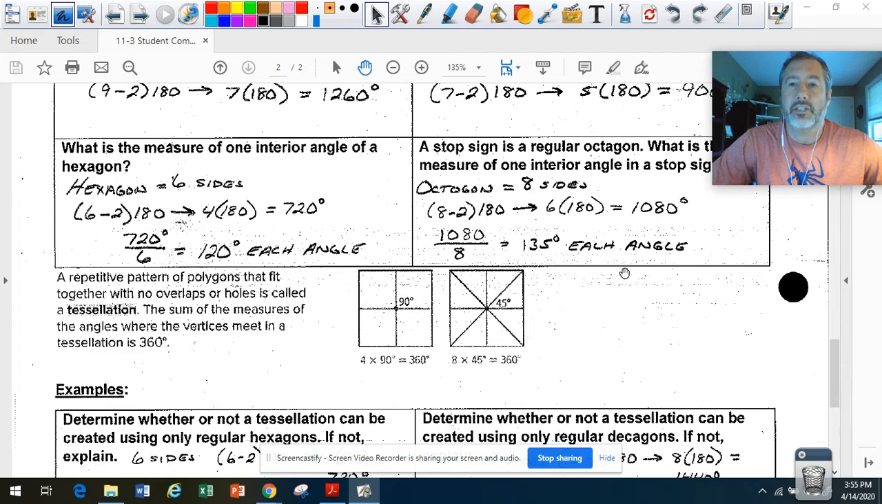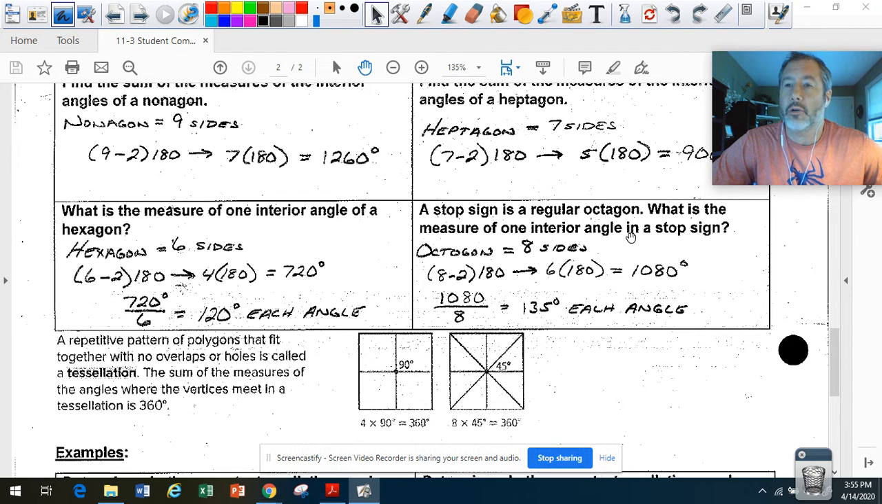Let's talk about a stop sign. The stop signs that you see when you're driving with your parents are regular octagons, which means all the sides are the same length and all the interior angles have the same measurement. So what is the measure of one interior angle in a stop sign? We know that the octagon has 8 sides. We use our formula, n minus 2 times 180. 8 minus 2 is 6, times 180 is 1080 degrees.